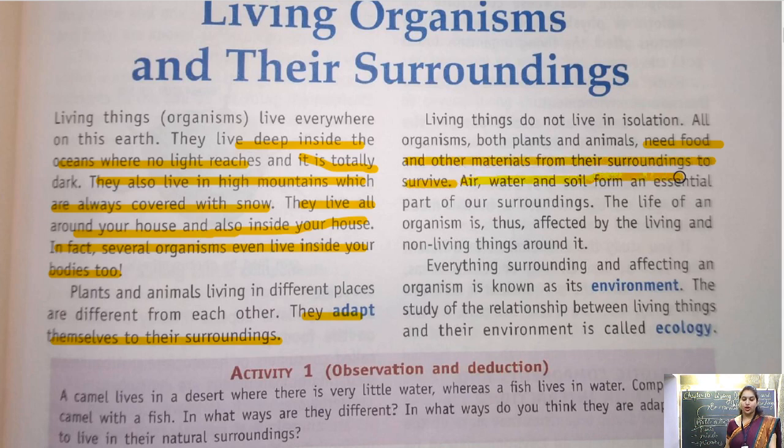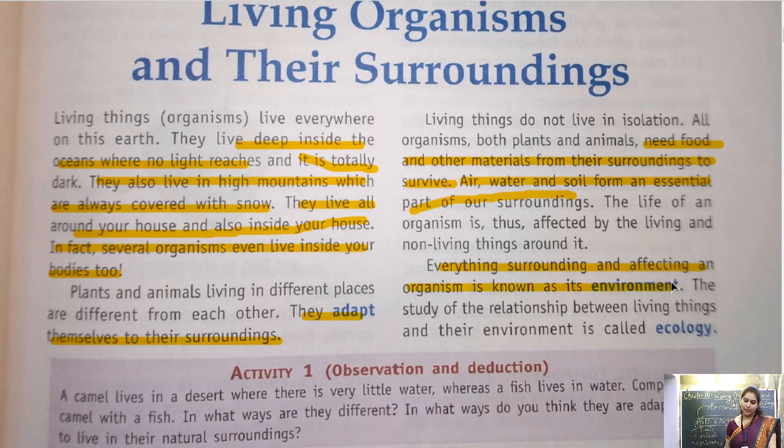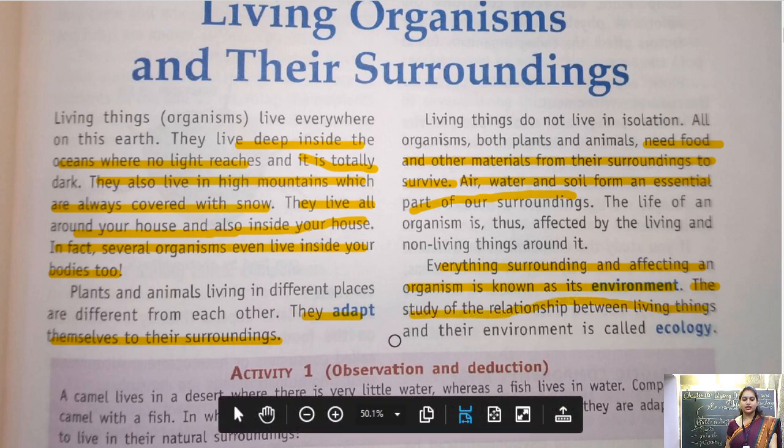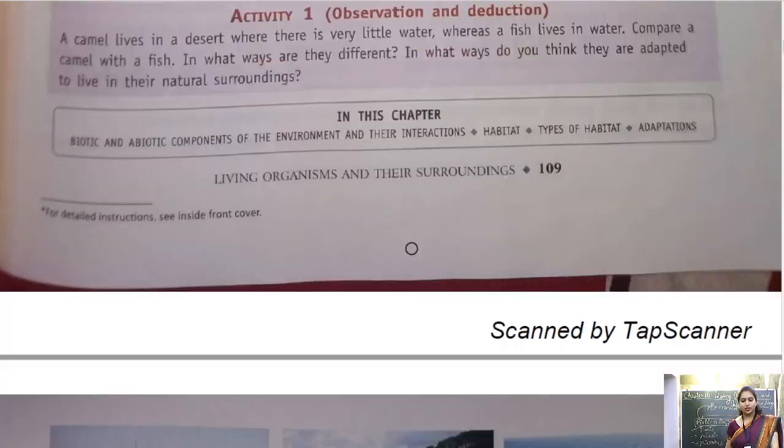Air, water, soil form an essential part of our surrounding. So we are dependent on air, water, soil. We cannot survive without them. Okay. So let's see, everything surrounding and affecting an organism is called environment. The study of the relationship between living things and their environment is called ecology. So this is the subject that deals with the environment, and environment is the surrounding which contains biotic and abiotic components. So now let's move to the next page.